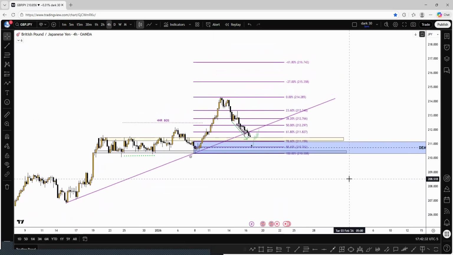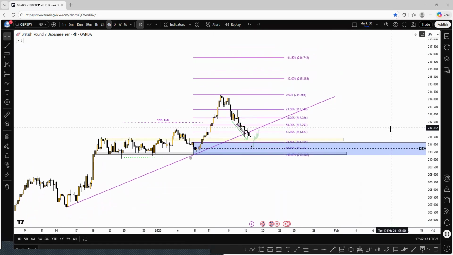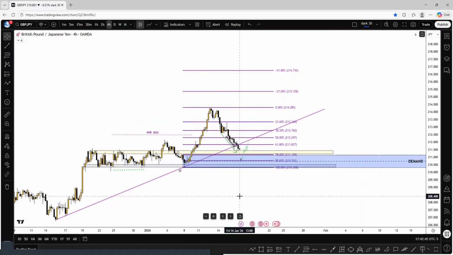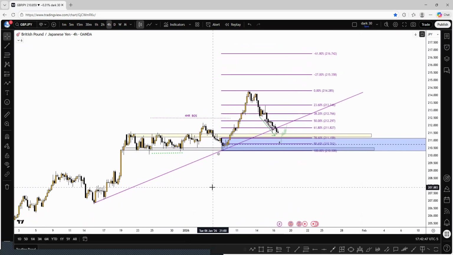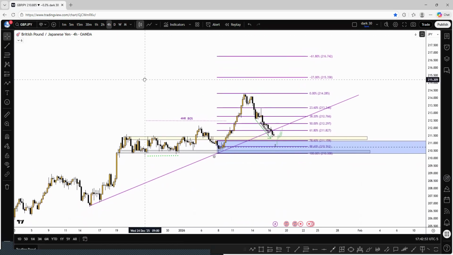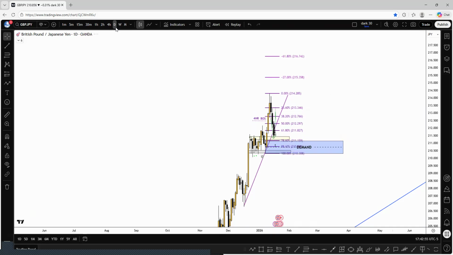This is GBP JPY, and I'm currently on the 4 hour. Let me break down this analysis right fast with you. Basically, I'm gonna do it for my 4 hour time frame. Well, no, let me go down to the daily, see what I see.